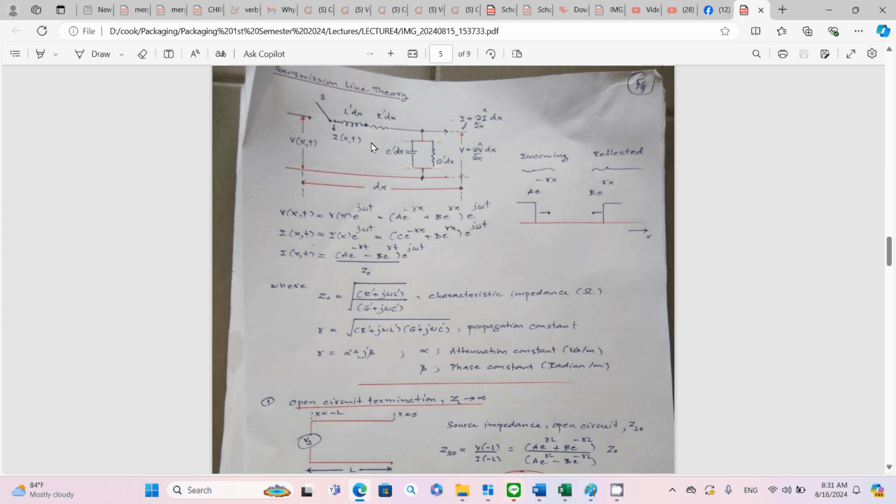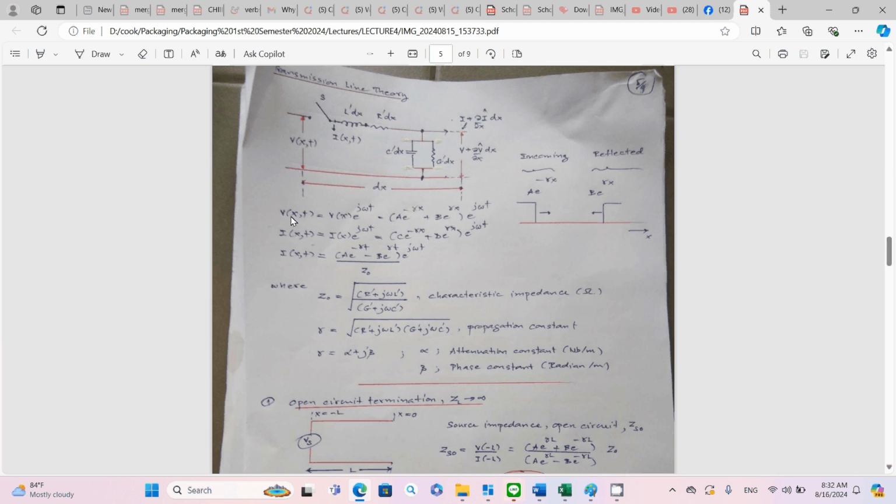And as you know, this is the transmission line circuit network. Let's take a look at it more deeply in terms of the voltage and the current. That's time and x dependent.